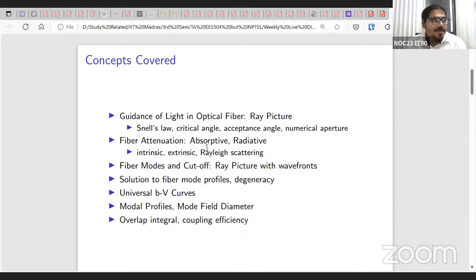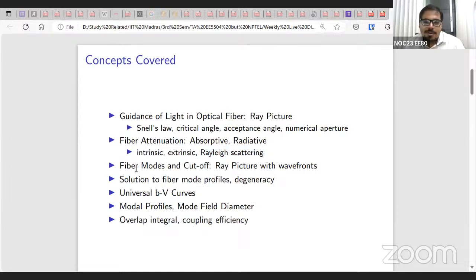attenuation mechanism in fiber, and we briefly mentioned Rayleigh scattering also. Just on another note, this Rayleigh scattering can be used for some sensing applications in fiber. This is not the focus of our course, but for monitoring the health of an optical fiber, you can use such loss mechanisms also.